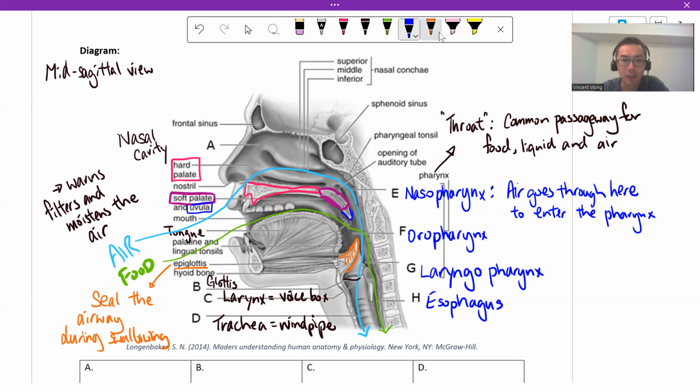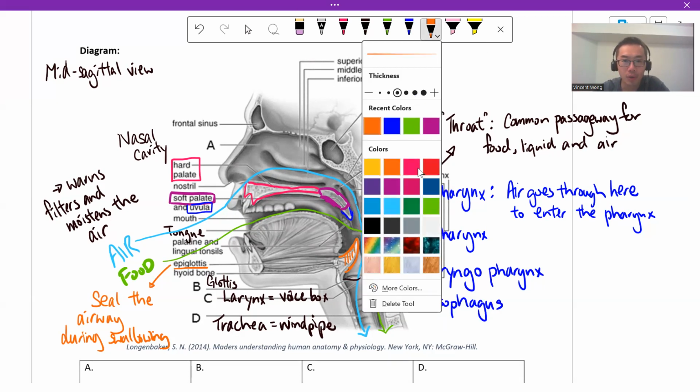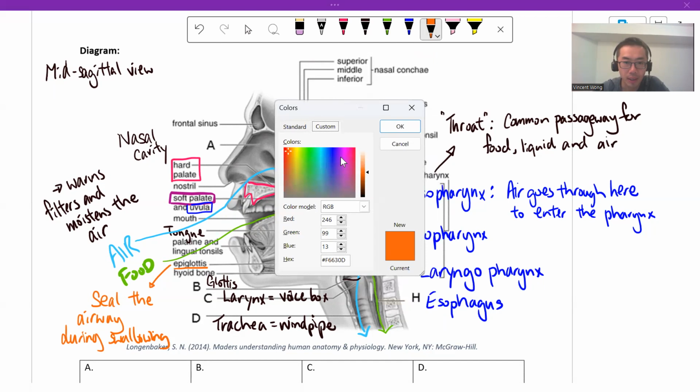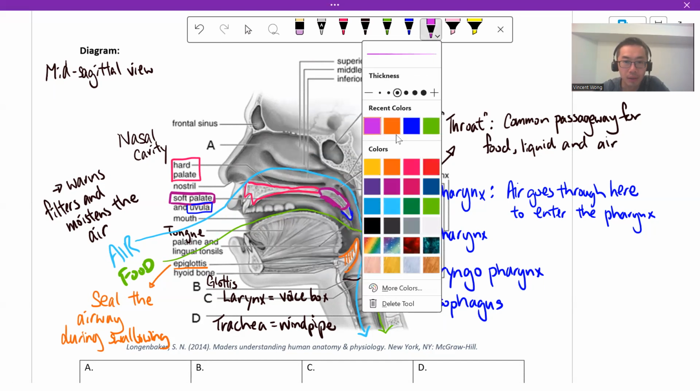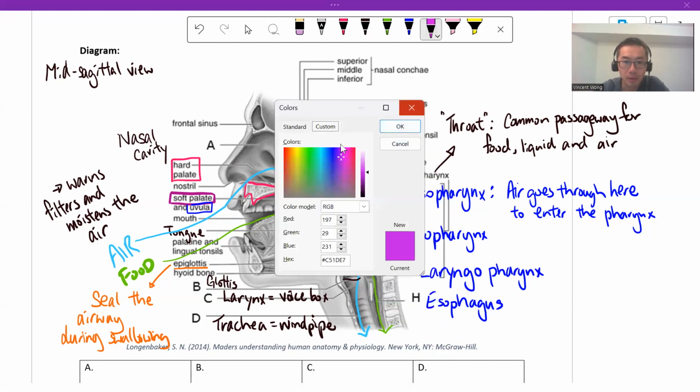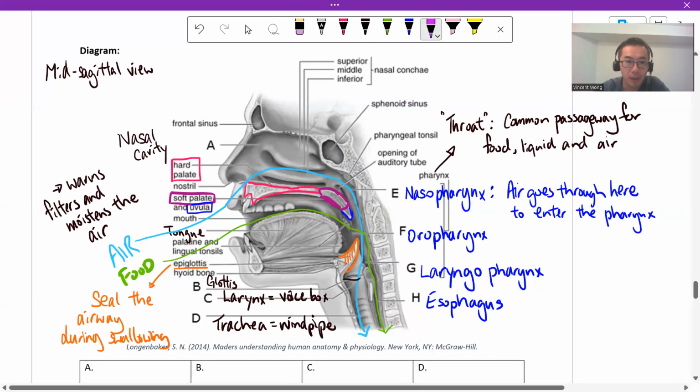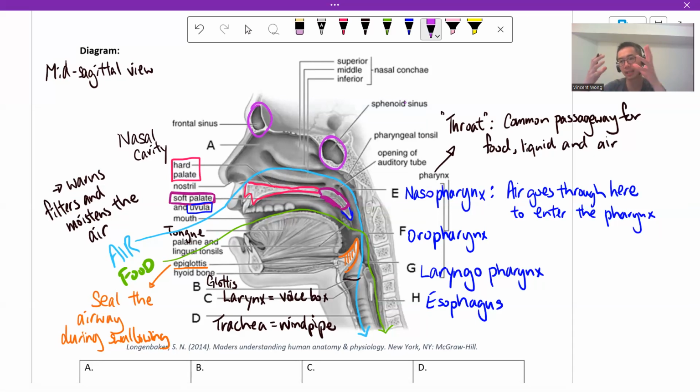Now in the PowerPoint, I will also show you that there are a few. Let me choose another color here. There we go. There are these sinuses. Sinuses are basically like cavities that are found inside the bone. There are 4 pair of sinuses in the head. You don't have to memorize them at this point. I just want to show you that's what they look like.